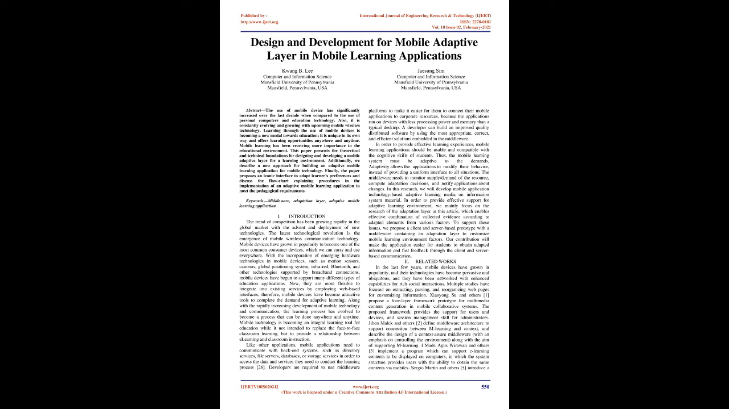Adaptivity allows the applications to modify their behavior, instead of providing a uniform interface to all situations. The middleware needs to monitor supply/demand of the resource, compute adaptation decisions, and notify applications about changes. In this research, we will develop mobile application technology-based adaptive learning media on information system material. In order to provide effective support for adaptive learning environment, we mainly focus on the research of the adaptation layer in this article, which enables effective combination of collected evidence according to adapted elements from various factors.